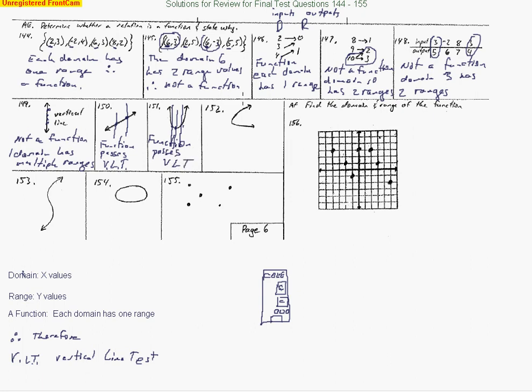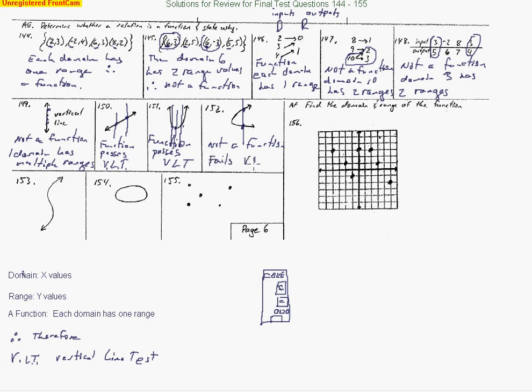So yes, it's a function, and the reason it's a function is it passes that vertical line test. This one here, you pass a line through and you see how that vertical line fails because this domain has two different ranges.